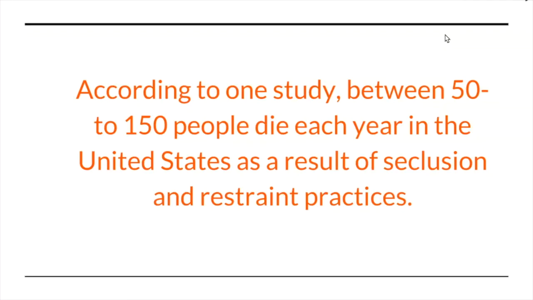So I want to start off with the statistics that I got from the New York State website. According to one study, between 50 to 150 people die each year in the United States as a result of seclusion and restraint practices. Restraints are typically seen in various institutions, whether it be schools, nursing homes, hospitals, and jails, and it affects the vulnerable population the most.